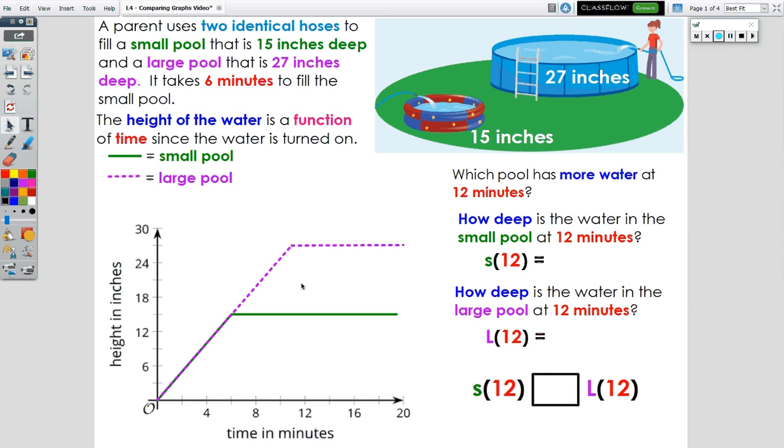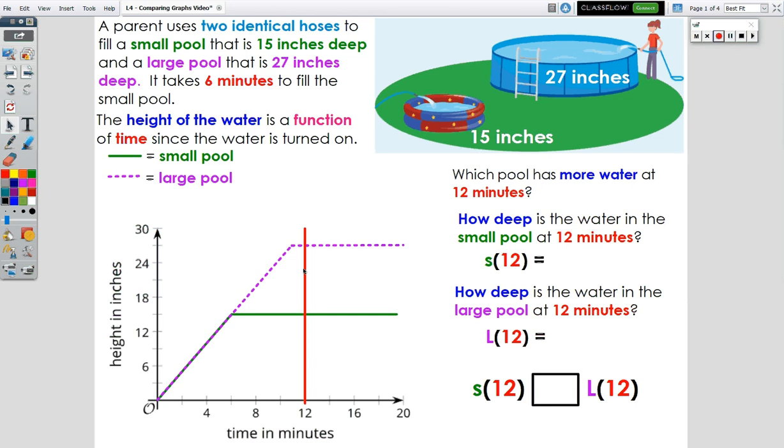Well, now we're ready to compare these two functions. And the question I want to answer is, which pool has more water at 12 minutes? So first of all, let's find where 12 minutes is on our graph. 12 minutes is right here.